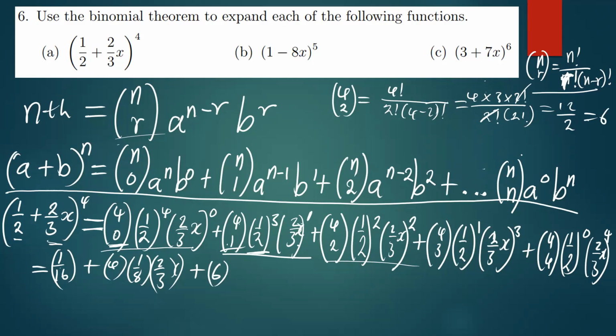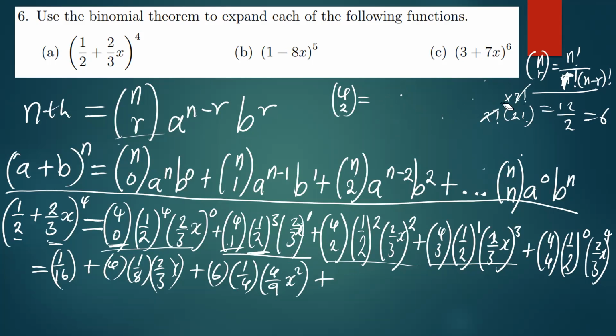And then 1 over 2 to the power 2, this will give us 1 over 4. And 2 over 3 to the power 2, this will give us 2 to the power 2 will give us 4, 3 to the power 2 will give us 9, and then x to the power 2 will give us x to the power 2. And then we move on to the other term, which is this one. So we have 4 choose 3 there. So 4 choose 3.